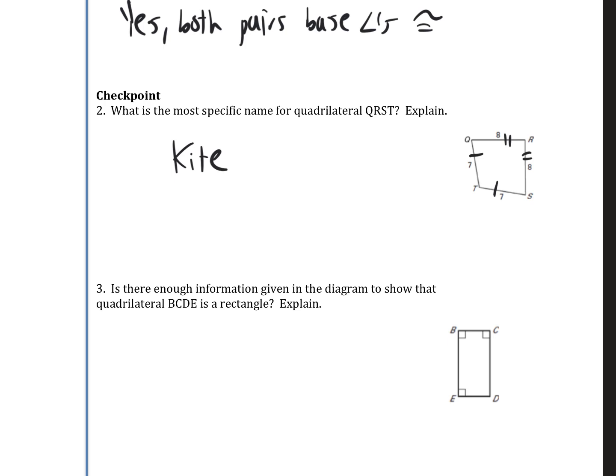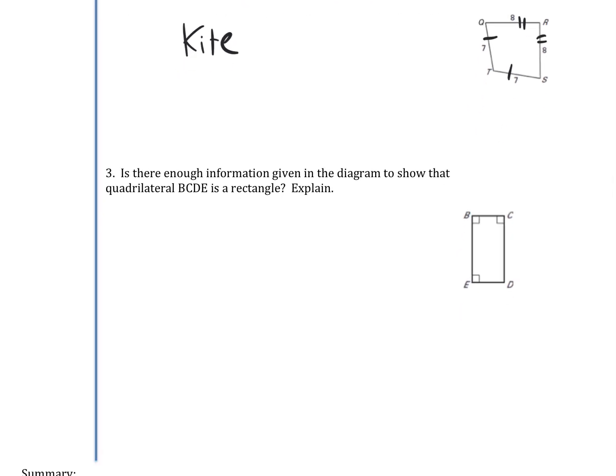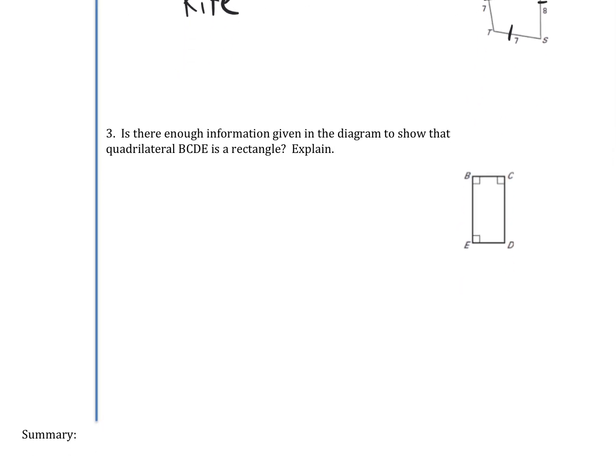All right. Very cool. And then checkpoint 3, it says, is there enough information in the diagram to show that quadrilateral BCDE is a rectangle? So this would be here. We have to show that's a right angle, right? Well, we can show that these two are going to add up to 180. So we can do 180 minus 90. And that does equal 90 degrees. So we can say, yes, we have 4 right angles. That makes it a rectangle.